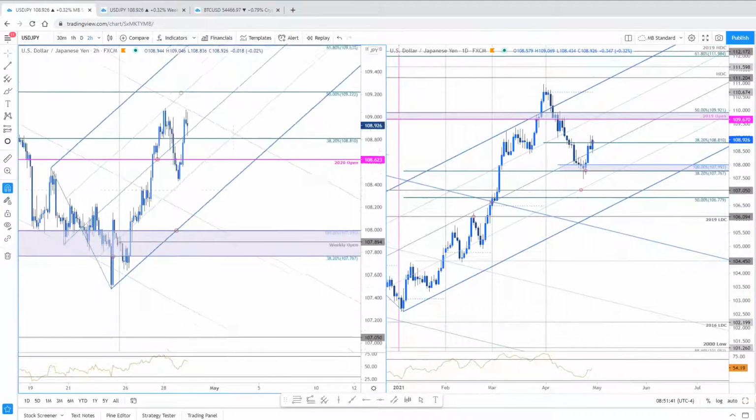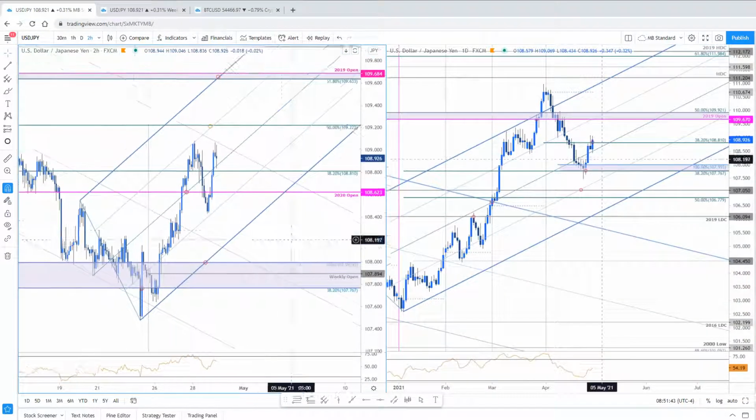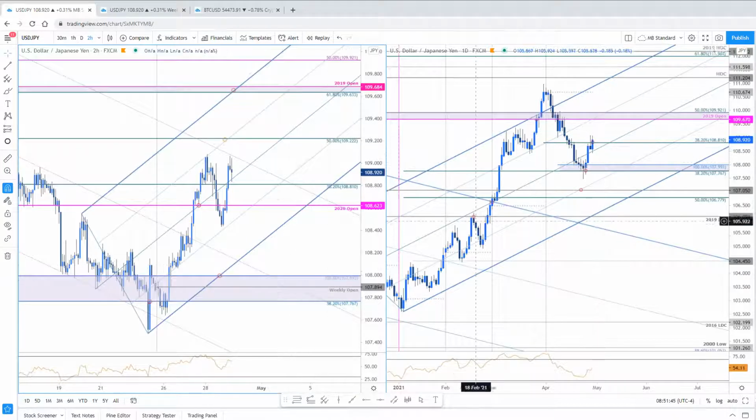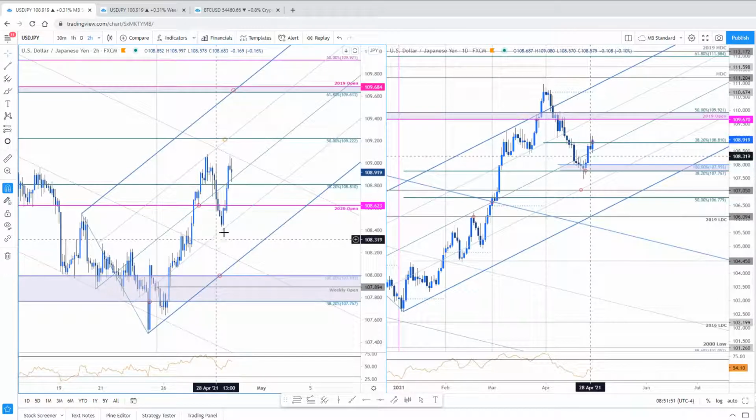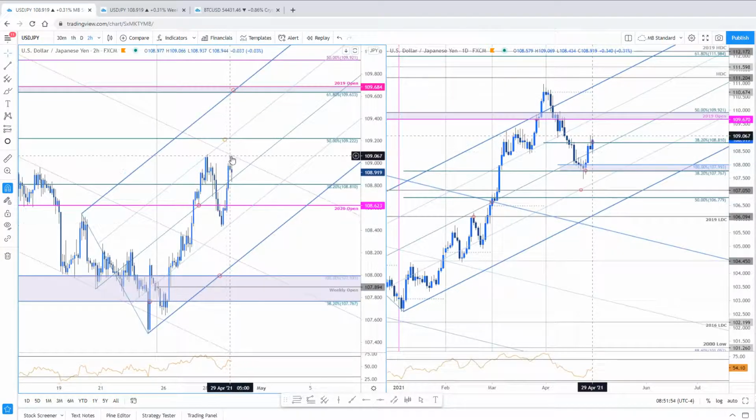Now, the rebound failed just ahead of sort of my favorite lever, which was 109.22, right here at the 50%. It was kind of converging here early in the week. The pullback failed at uptrend support, though, and here we are yet again.